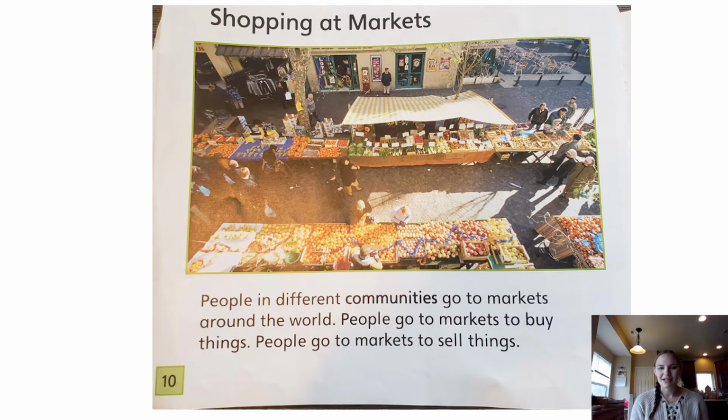Shopping at markets. People in different communities go to markets around the world. People go to markets to buy things. People go to markets to sell things. So some people go to the market like we would go to the grocery store to go and buy different groceries. Other people set up places where you can go and buy their things. So if you're a farmer and you grow on the farm, then you would be able to go to the farm, pick up what you need, and sell it to the people who need things.